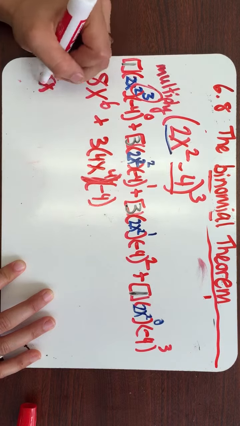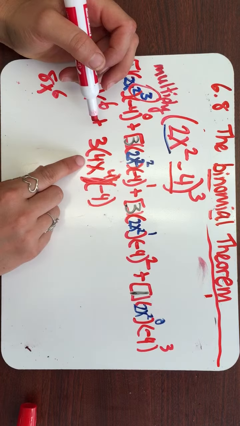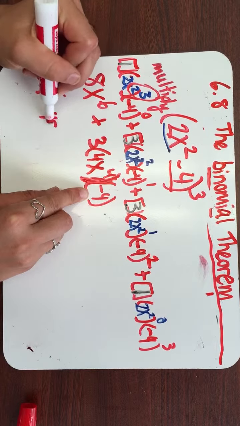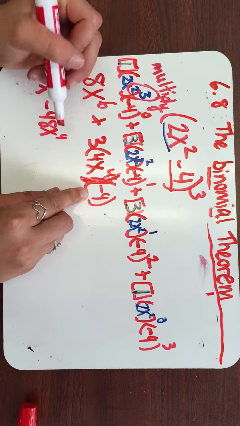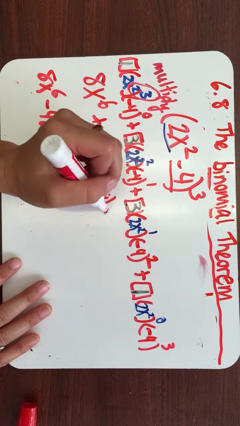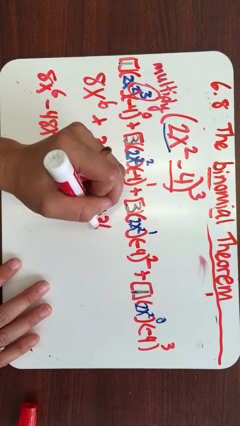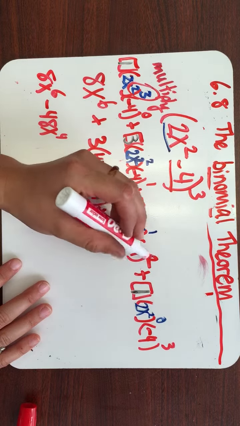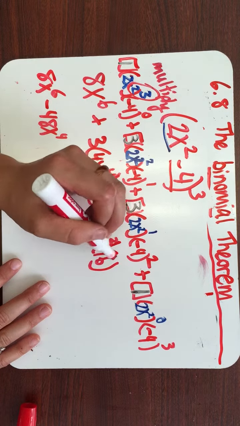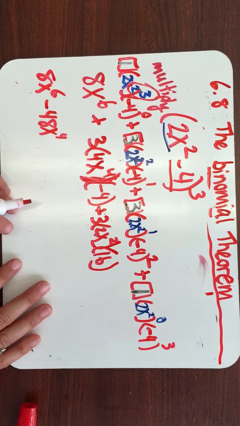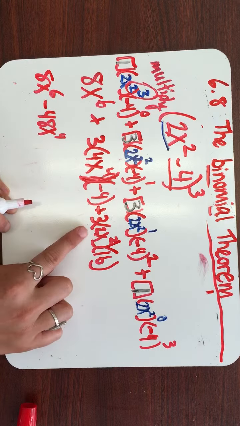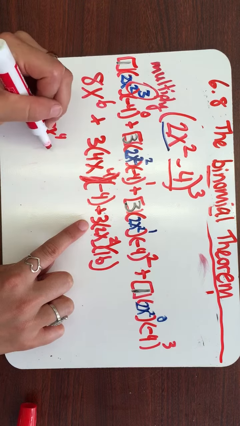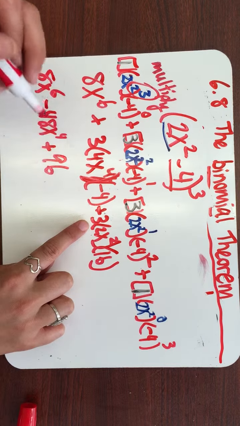So we have an 8x to the 6th. 3 times 4 is 12. 12 times a negative 4, a negative 48 x to the 4th. Moving on here, we have 3 times a 2x squared. Negative 4 squared is a 16, because a negative times a negative is a positive. Then we have 16 times 2 is 32. 32 times a 3 is a 96.